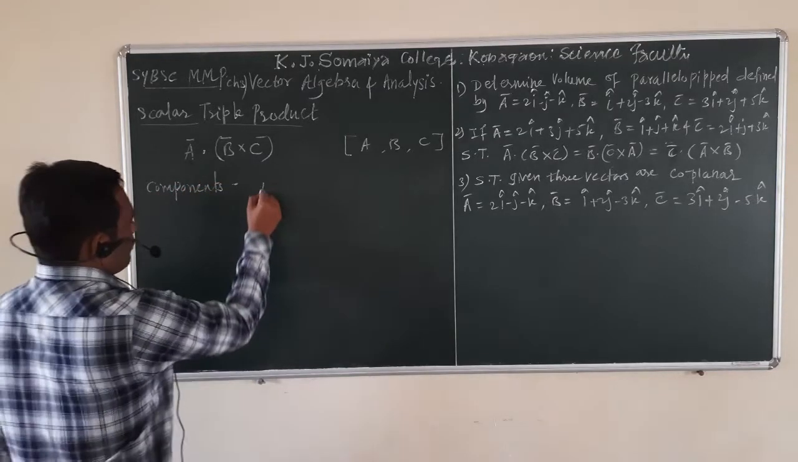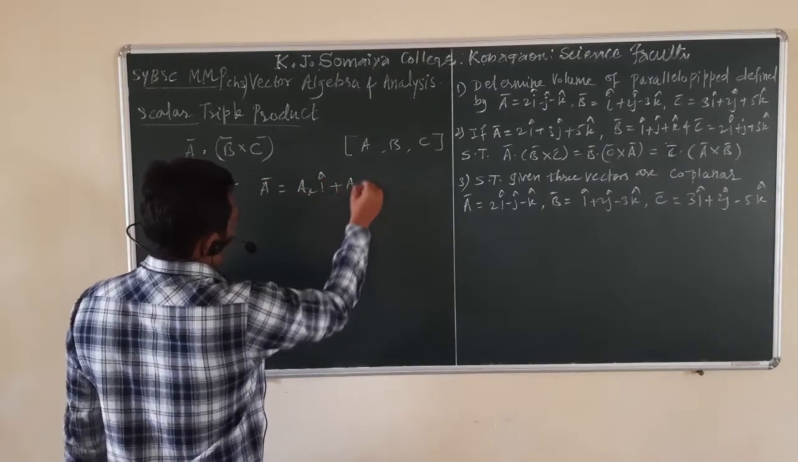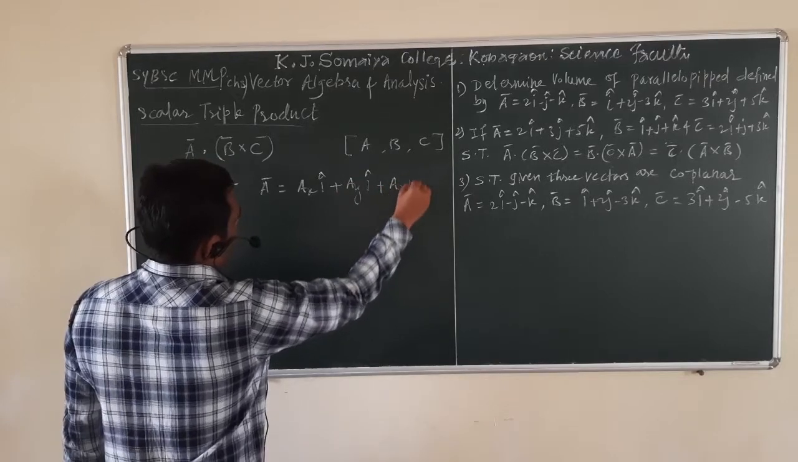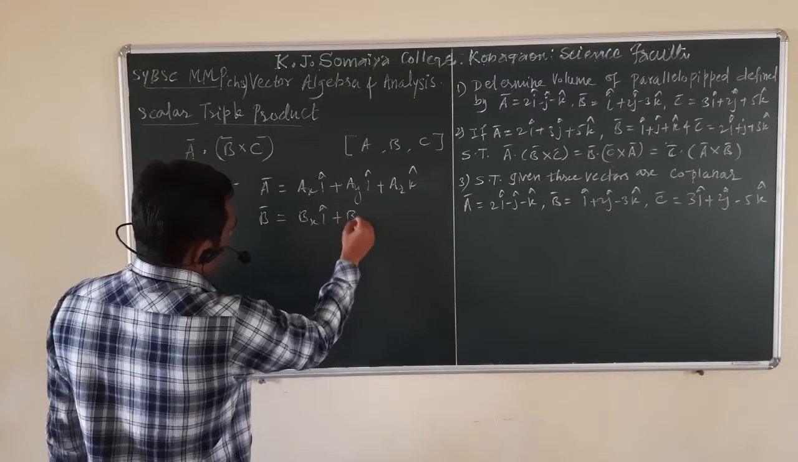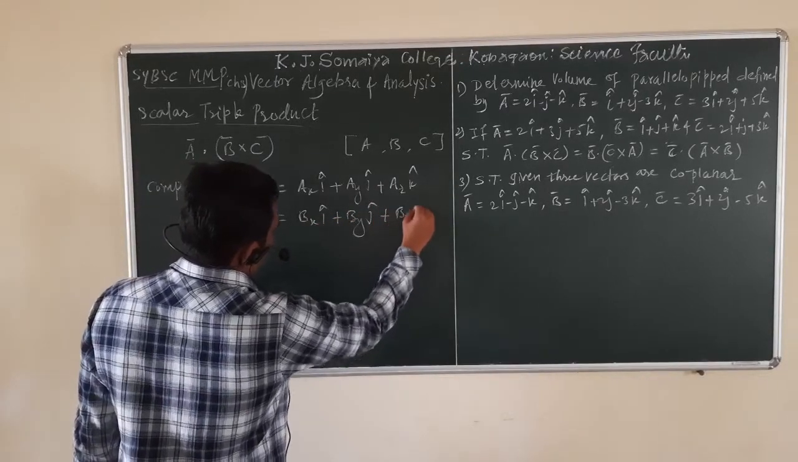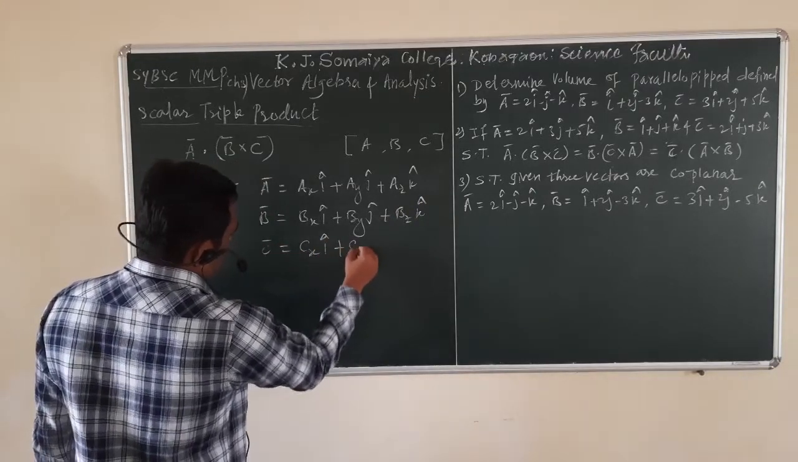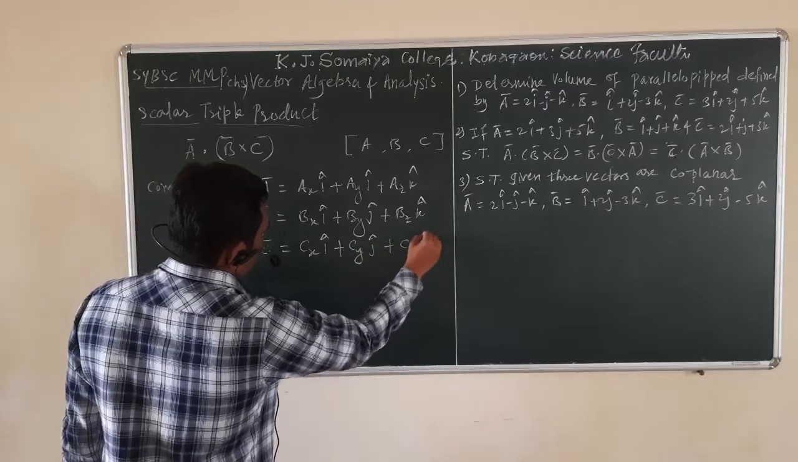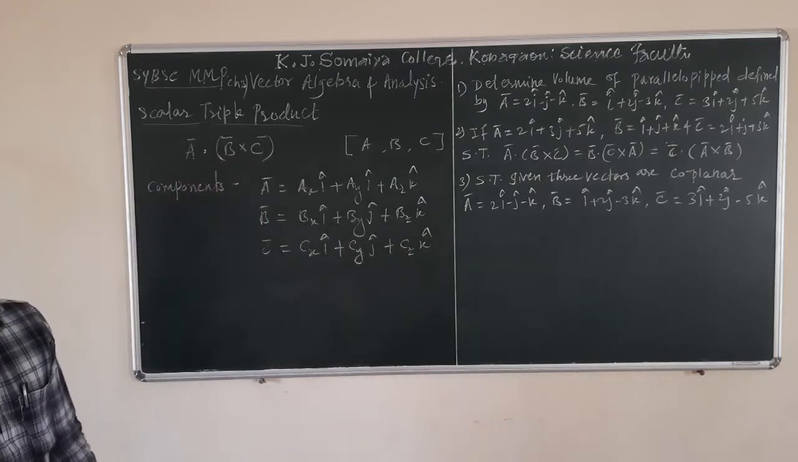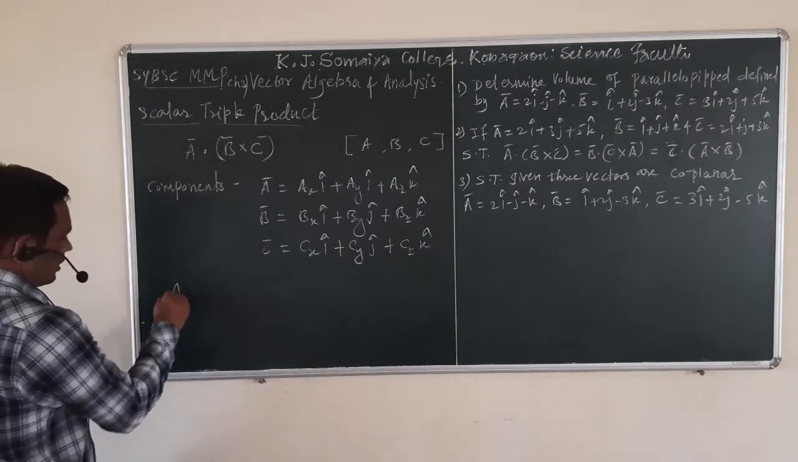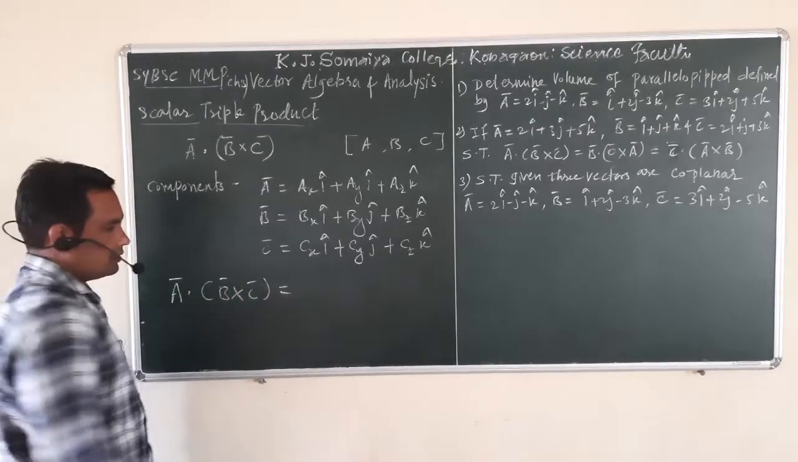Suppose vector A is like this: ax i cap, ay j cap, and az k cap. Vector B is like this: bx i cap, by j cap, and bz k cap. Vector C is like this: cx i cap, cy j cap, and cz k cap. If we take A dot B cross C, okay, scalar triple product A dot B cross C is defined as determinant.